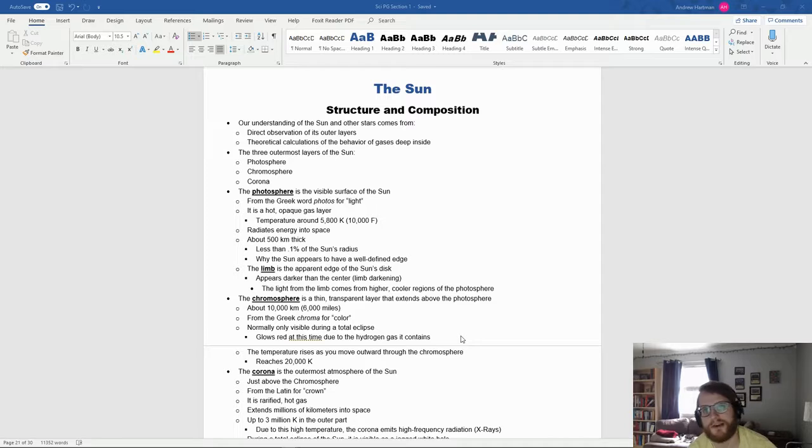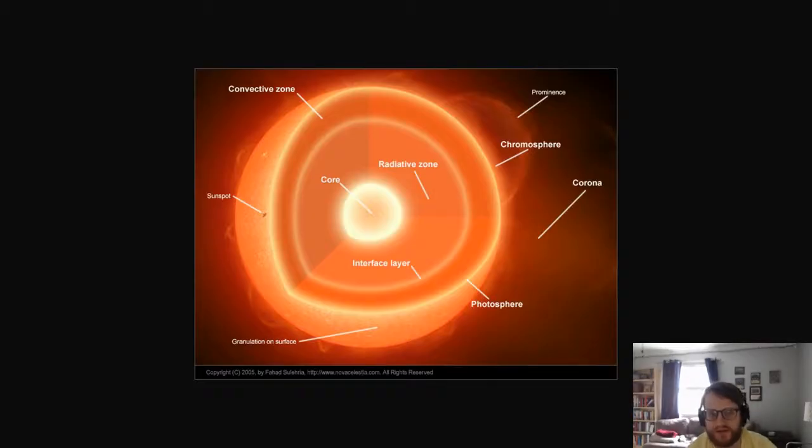from two things: direct observation, obviously, and the calculations about the interior based upon the behavior of our sun and other stars as well. So there are three outermost layers, the layers we're probably the most familiar with. The first is the photosphere, which is the visible surface of the sun. And I have an image here to kind of show that. So here we have the photosphere, right, is the visible surface of the sun.